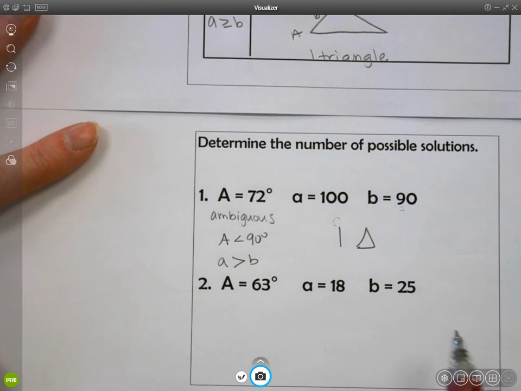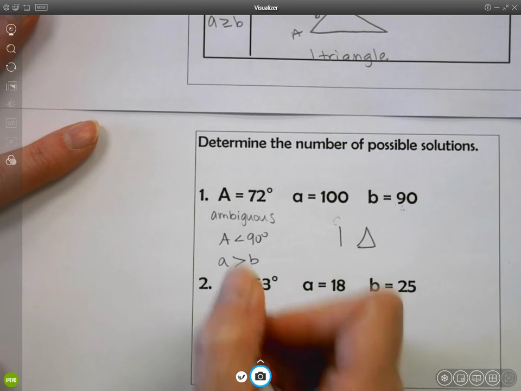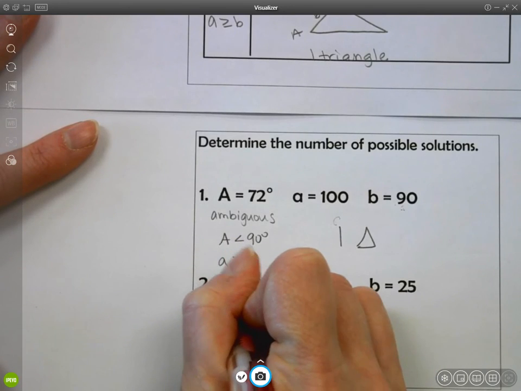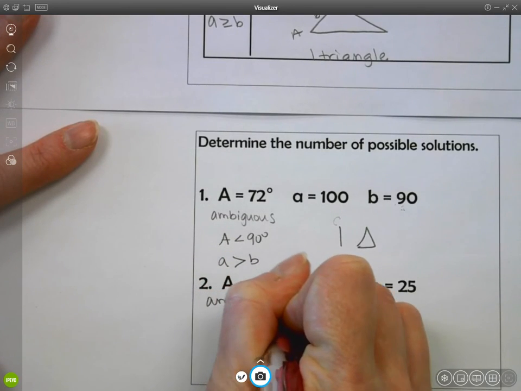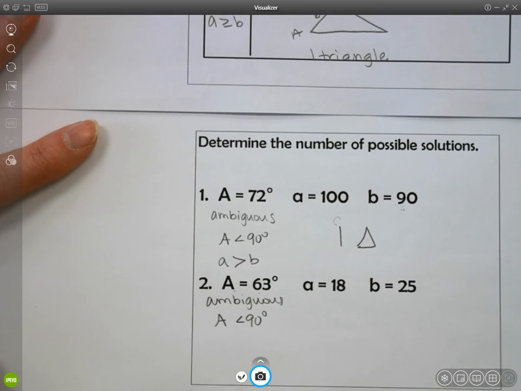All right, next we have angle side side. Our angle is less than 90. So it's angle side side, we know it's ambiguous. We know that angle A is less than 90. So now we compare A to B. We have A is less than B.